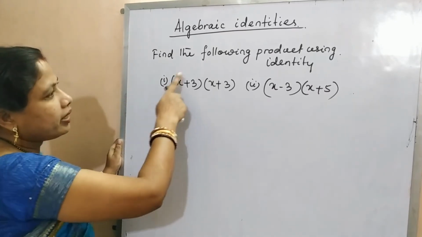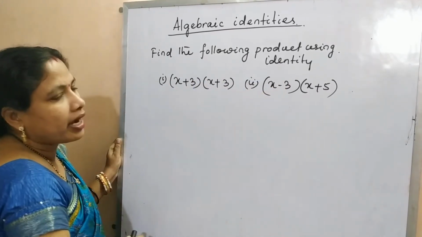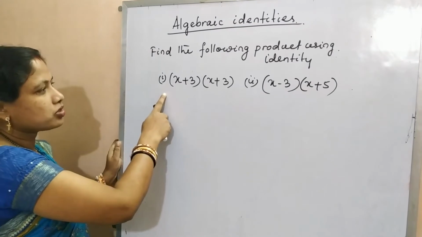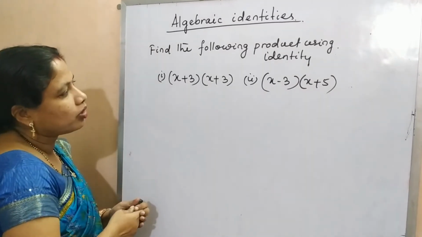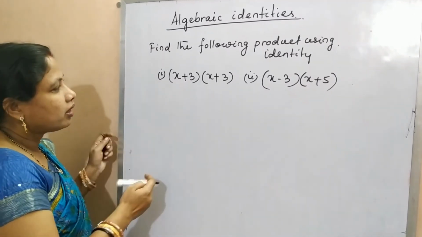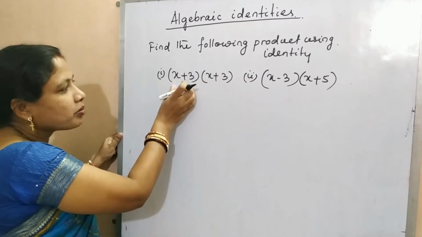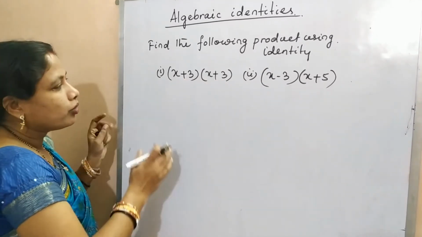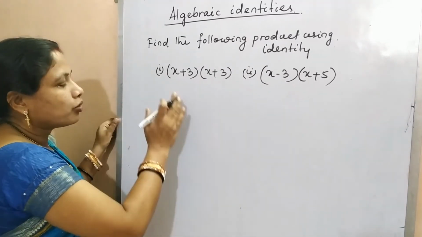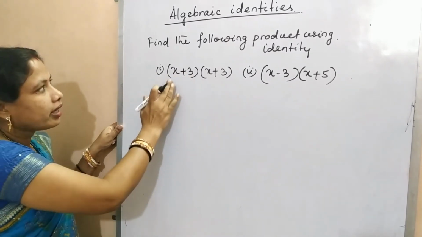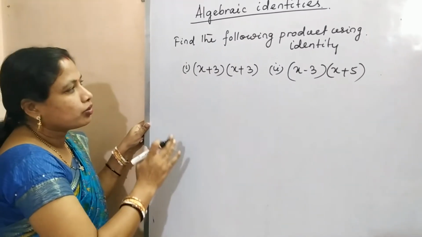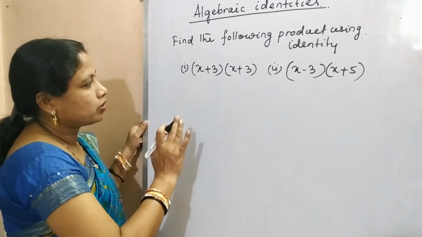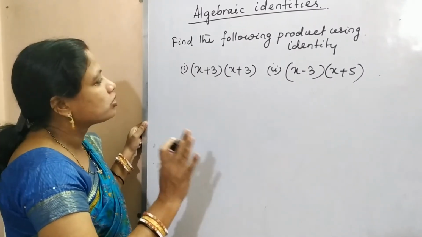Example, find the following product using identity. So first question is (x + 3)(x + 3). Here this is a binomial multiplied with a binomial. We need not multiply directly. We will use the identity (x + y)². We know (x + y)² = x² + 2xy + y².